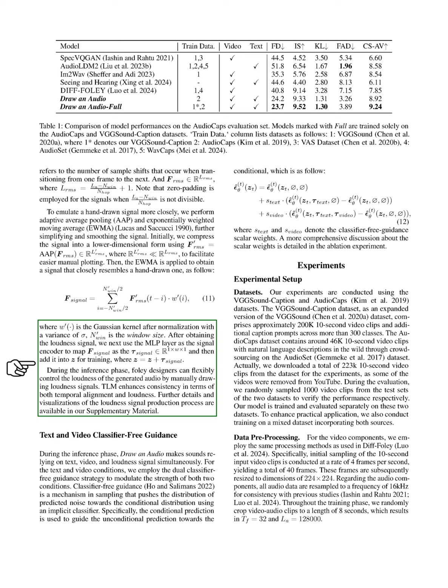After obtaining the loudness signal, we use a multi-layer perceptron, MLP, as the signal encoder to map it for training. During inference, Foley designers can manually adjust the loudness of the generated audio. The TLM enhances both temporal alignment and loudness consistency. Further details and visualizations of the loudness signal production process can be found in our supplementary material.